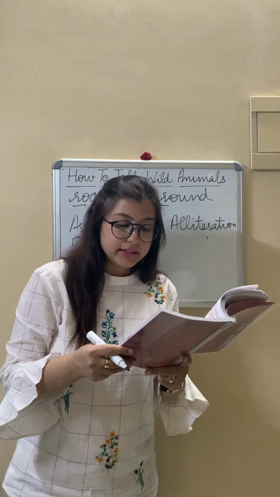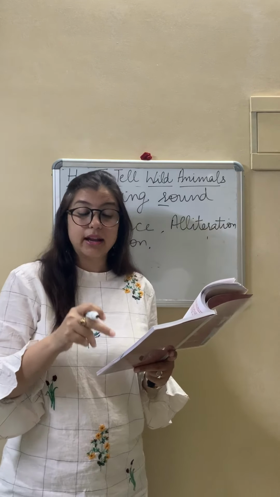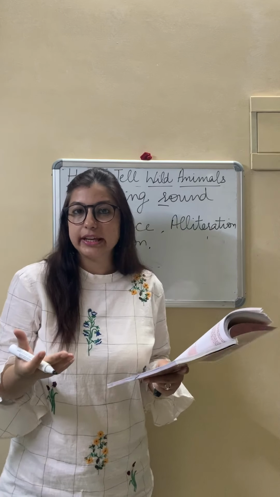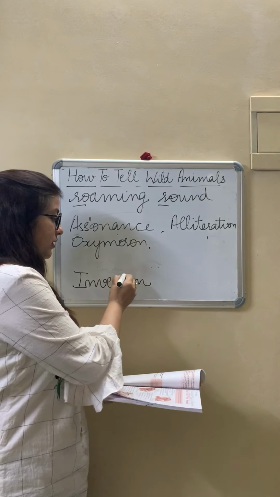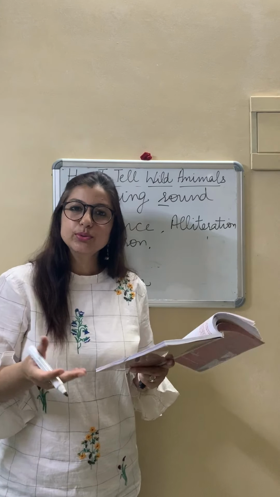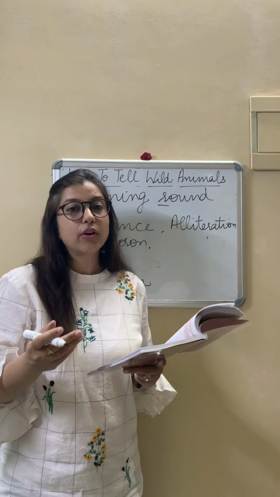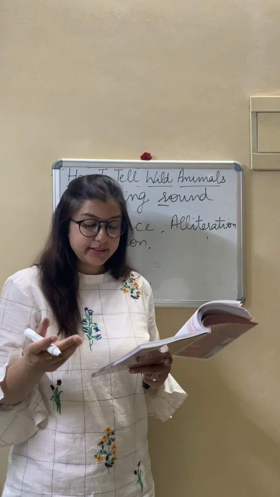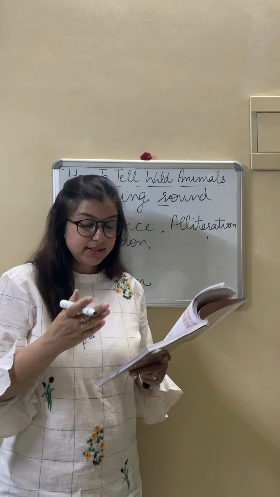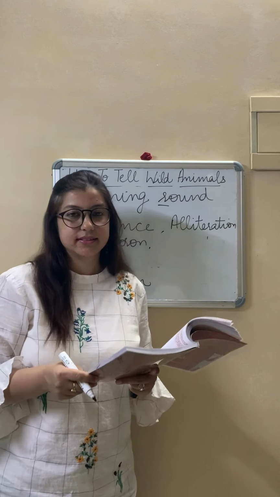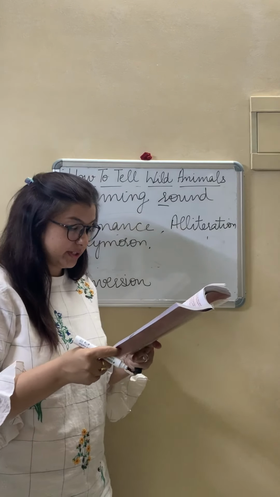Then coming to the next line, the Bengal tiger to discern. Again, the structure is changed. So we find inversion here. Once again, inversion. The Bengal tiger to discern. The correct structure of the sentence would have been to discern a Bengal tiger. But here it is the Bengal tiger to discern. So it is an example of inversion.